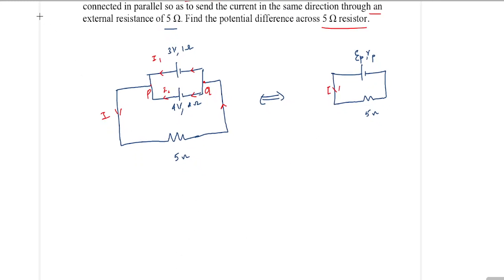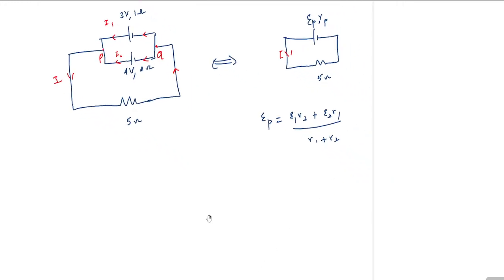So here the formula for EP is equal to E1 R2 plus E2 R1 by R1 plus R2. This is a very important question. This itself could be asked as a 5-mark derivation, and also RP is equal to R1 R2 by R1 plus R2. So these are the required formulas. If a student knows this formula, it becomes simple from here.